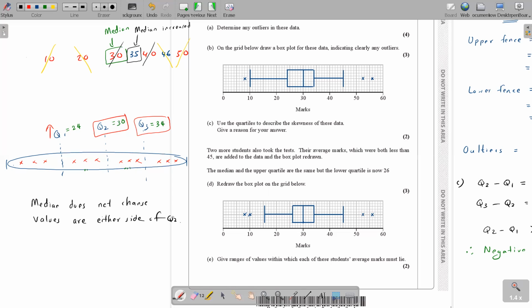Talk with me, will you? Do you get what I'm talking about? The 2 values you introduce here are going to be on either side. Okay? And then what about Q3? Does Q3 change?